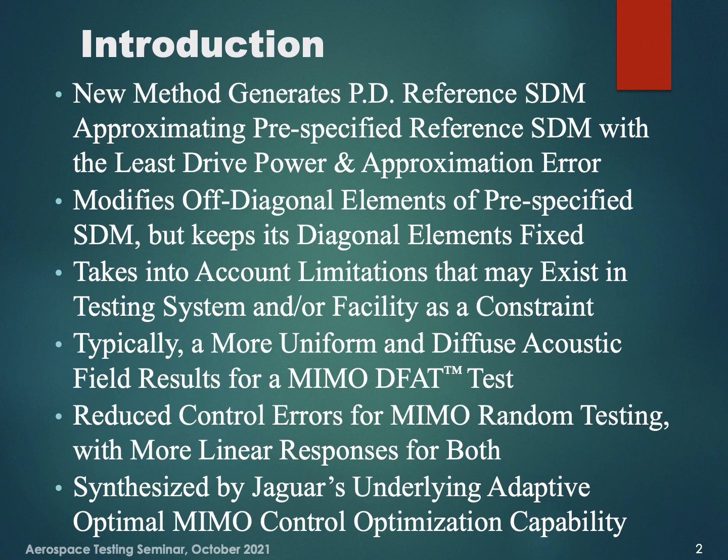Typically, a more uniform and diffuse acoustic field results from MIMO DFAT tests. It reduces control errors for MIMO random testing with more linear responses for both types of tests. It's synthesized by the Jaguar's underlying adaptive optimal MIMO control optimization capability.